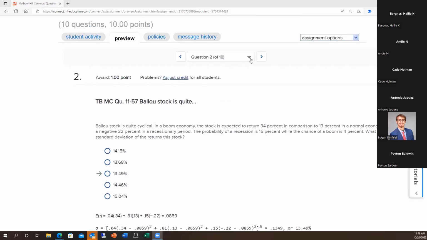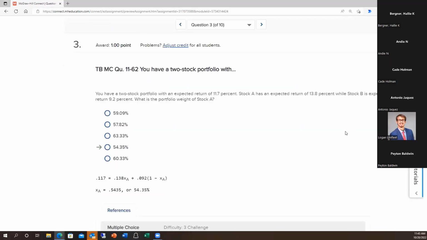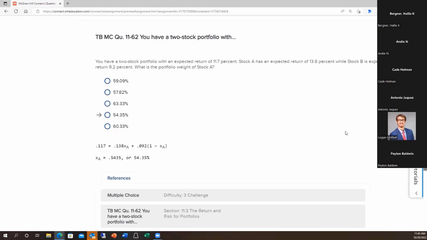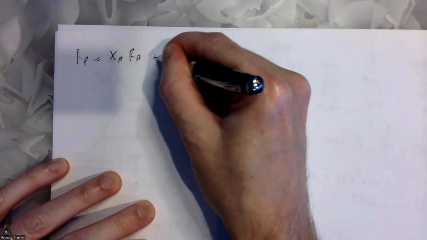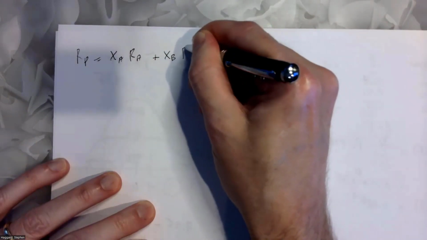Okay, now the next one we've been asked about is question 3. You have a 2-stock portfolio with an expected return of 11.7%. Stock A has an expected return of 13.8%, while stock B is expected to have a return of 9.2%. What's the portfolio weight of stock A? Okay, so we know, let me stop sharing here. We know that the return on a portfolio is equal to the return on A times the weight of A plus the weight times the return for B.